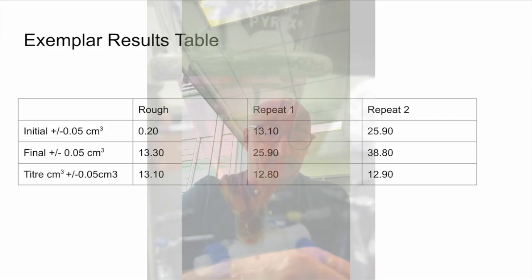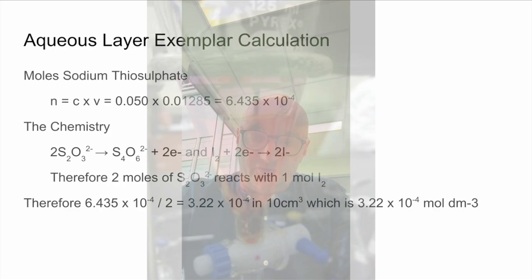So it starts with 13.1, 12.8, 12.9. The mean of those two is 12.85. 12.85 plus or minus 0.05 cm³. So moles of thiosulfate, n = C times V, concentration was 0.05, and my titer volume was the mean, which was 0.01285 dm³. We can see the answer is 6.435 × 10⁻⁴, and that's moles of thiosulfate.